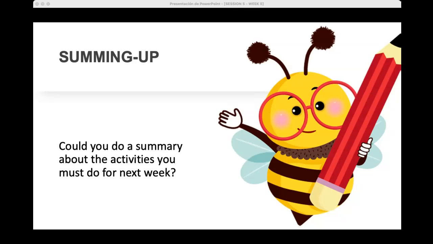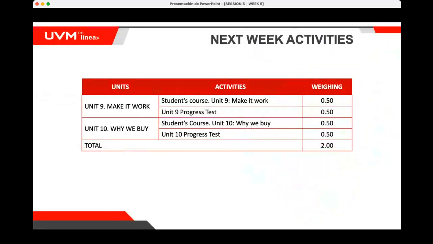Okay, let's do a summary. Junwen, hi, could you please help me with the summary of this week, about the activities for next week? We have to do Unit 9 and 10.